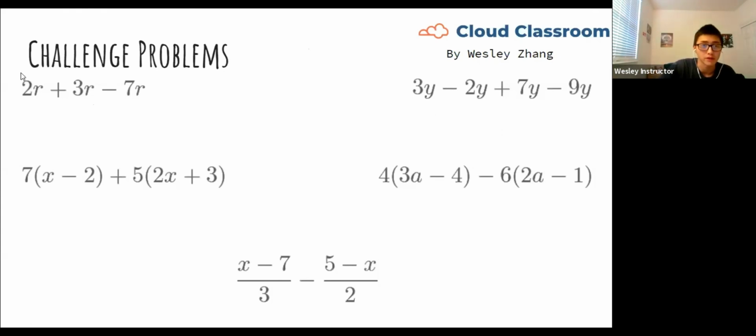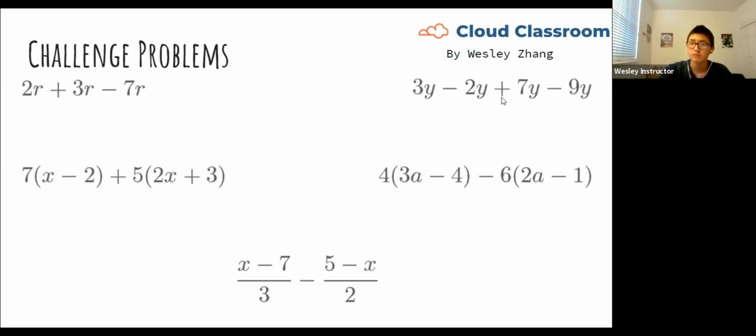All right, top left, first one. 2r plus 3r minus 7r. They all have the same variables, so all you've got to do is combine them. 2r plus 3r, that's 5r, and 5r minus 7r, that is negative 2r. So the answer is negative 2r.